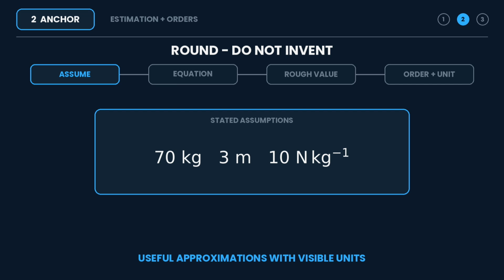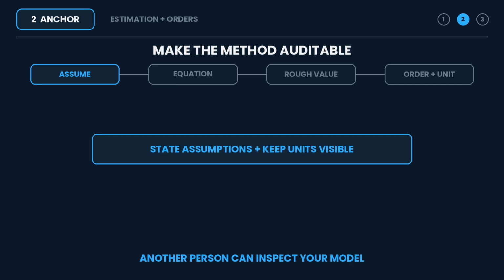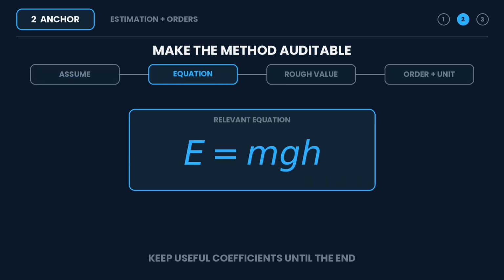You're allowed to round. You're not allowed to invent. State your assumptions. Keep the units visible. Use the relevant equation, and keep useful coefficients until the end.